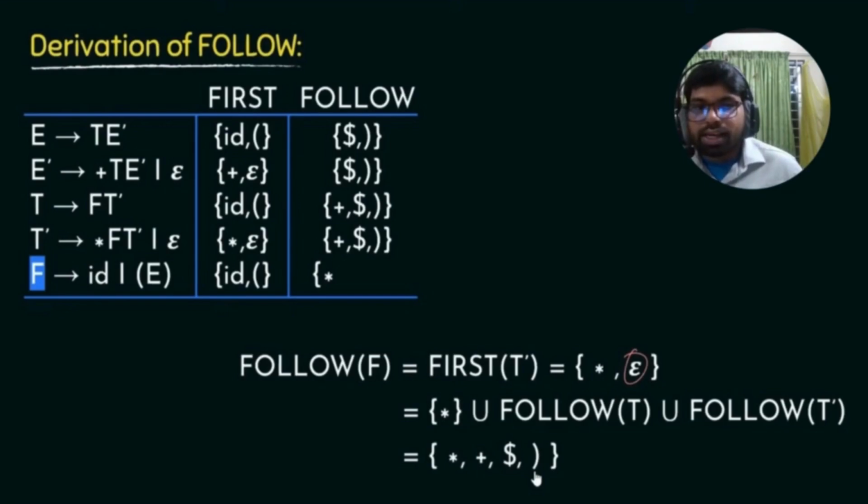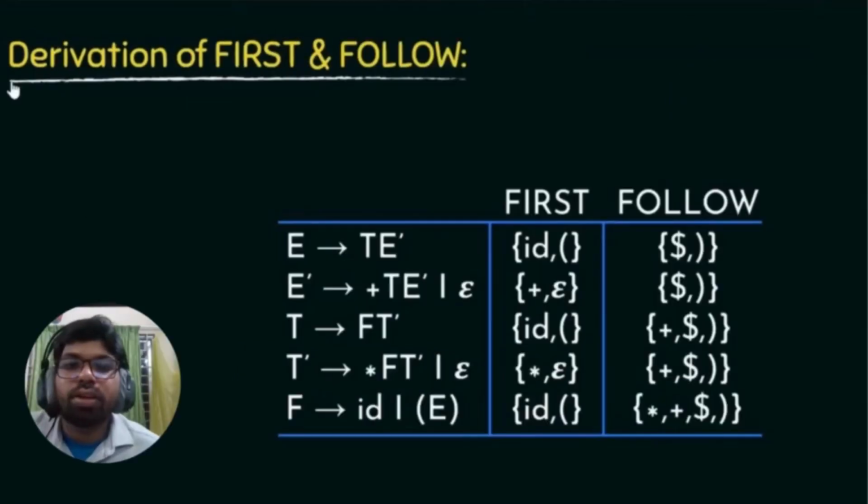Another example we can see here. In the previous slide, we saw a derivation of the follow function if the production of F tends to id or starting and E then closing bracket. So what will the follow function of F be? We have seen it already in the previous slide, but I am telling it to you to understand precisely. What will be the follow function of F?